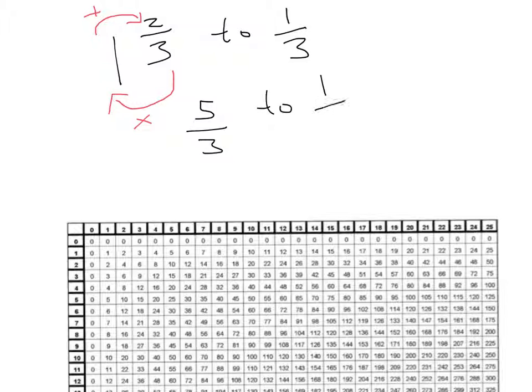to 1 over 3. Okay, so now we have the same denominator still. We got rid of the whole number. Now we've got the numerator updated. So now we are able to use the numerators as a ratio. So now we can go ahead and write it as 5 to 1.